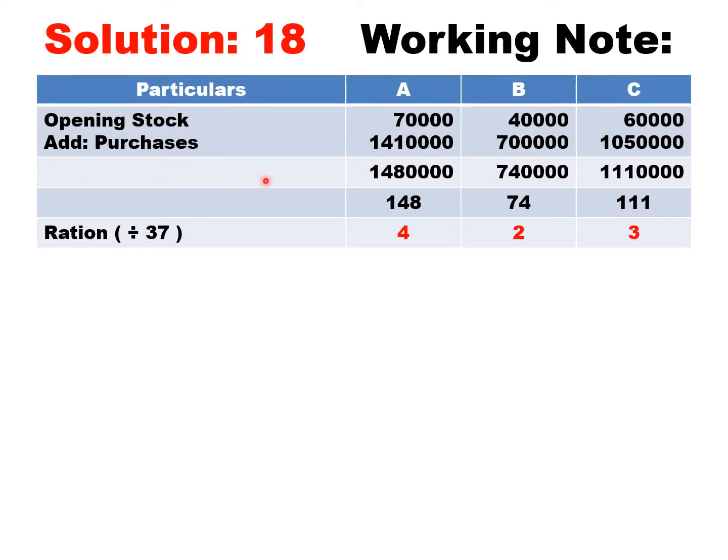So first you need to go for the ratio. As mentioned in the adjustment clearly, all expenses are to be distributed in opening stock and purchase ratio. Take the opening stock of ABC, add purchases of ABC, so you get net totals of 14 lakh 80, 7 lakh 40, 11 lakh 10. If you cancel all the zeros, you get 148, 74, 111. Simplify by dividing by 37, so you get the ratio 4:2:3. So students, all expenses are to be distributed in 4:2:3.